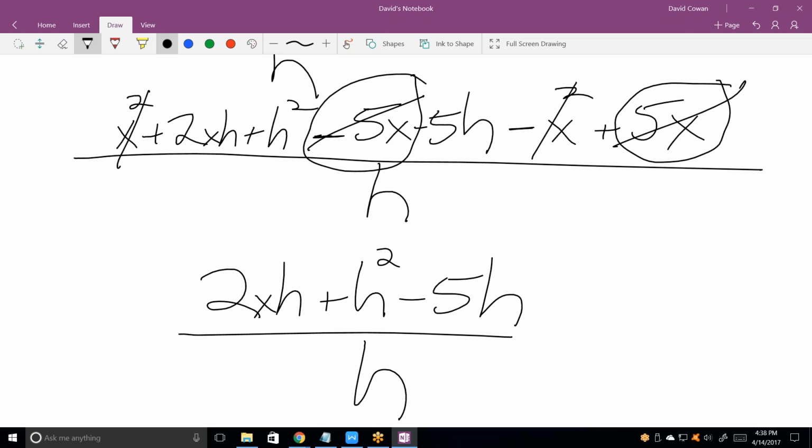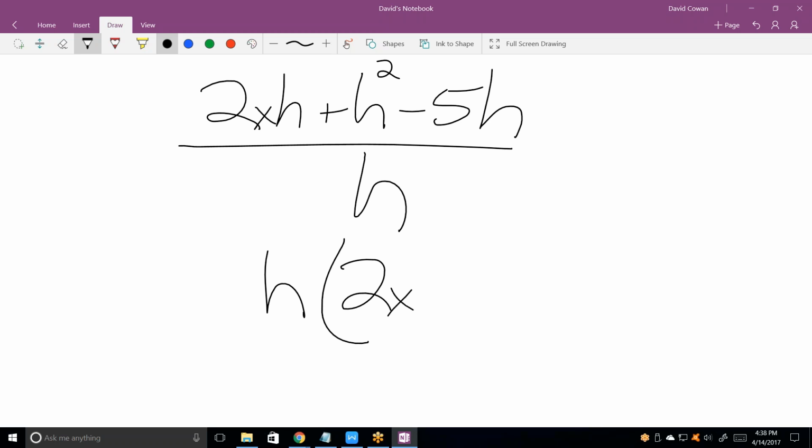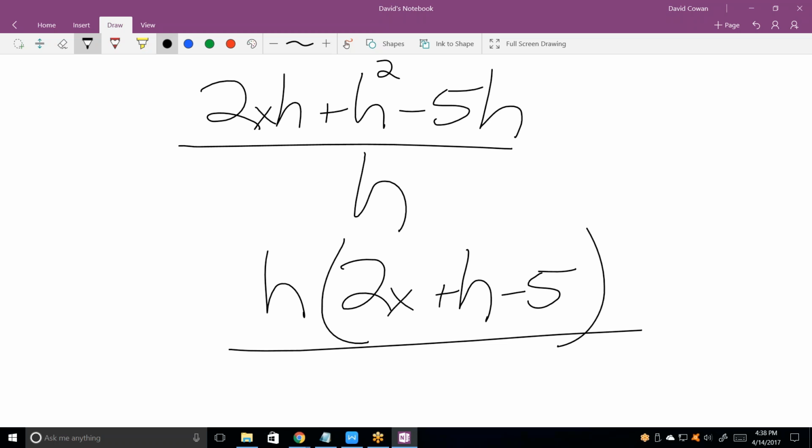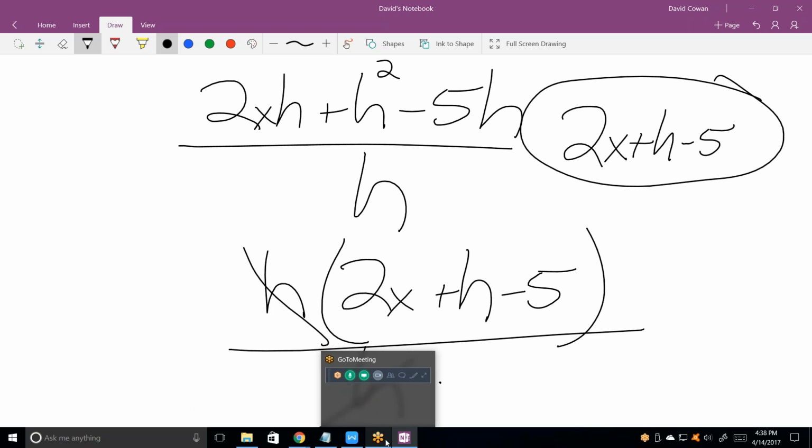Now what's in common with those three terms in the numerator? They all have h's in them. So let's factor an h out. That's going to be valuable because I have an h in the denominator. So that's what I get in the numerator when I factor an h out. Have the h in the denominator. Because the numerator is h times this, then I can cancel the h's, and I'm left with 2x plus h minus 5. That's my answer.